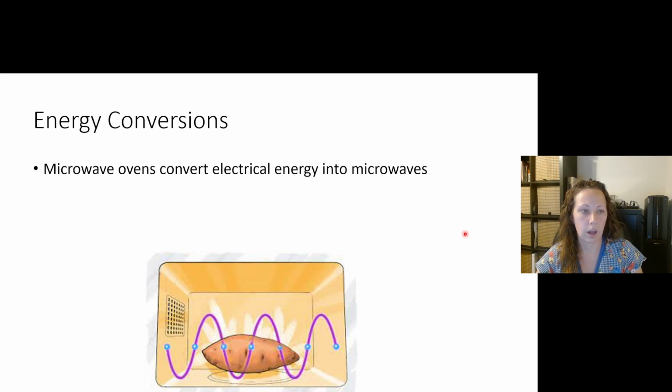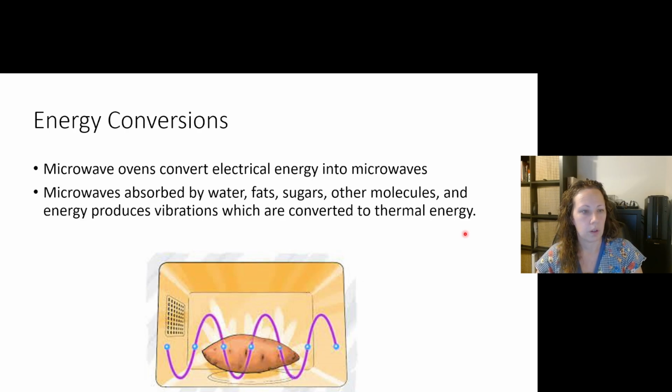Microwave ovens. Those are going to convert electrical energy into microwaves, which are a form of radiant energy. So the microwaves are then absorbed by the water, the fats, the sugar, other molecules that are in the food. And once they're absorbed, they vibrate, and that vibration produces heat, which is thermal energy. And the heat ultimately cooks the food. So you have three things going on there. You have electrical to radiant to thermal to cook the food with a microwave.